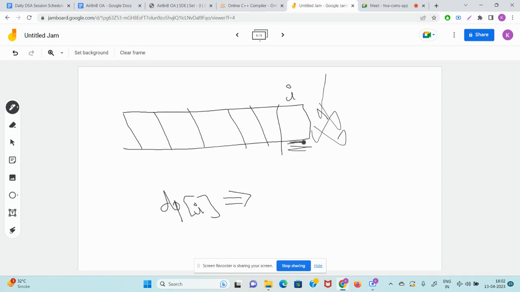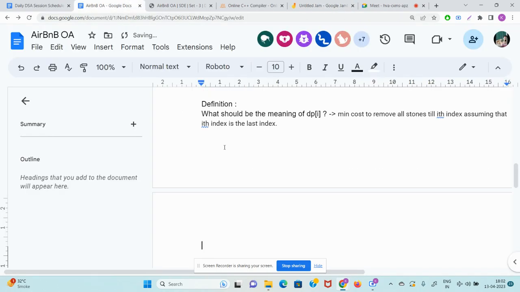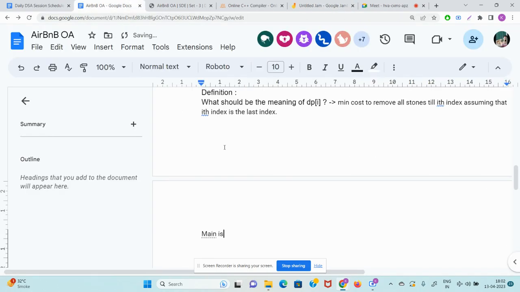Now guys, what is the main issue in this problem? Why are we not able to solve this problem? Can anyone tell me in the chat what is the main issue? The main issue is you don't know the ordering. You don't know when you should remove the ith index, initially or in the last.